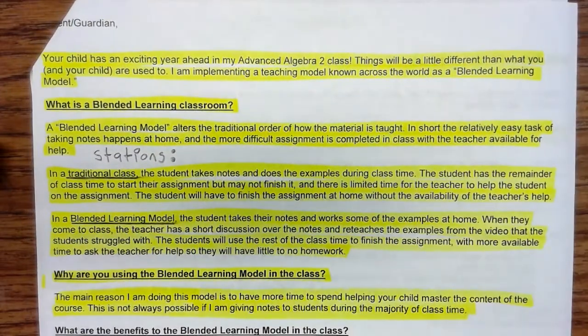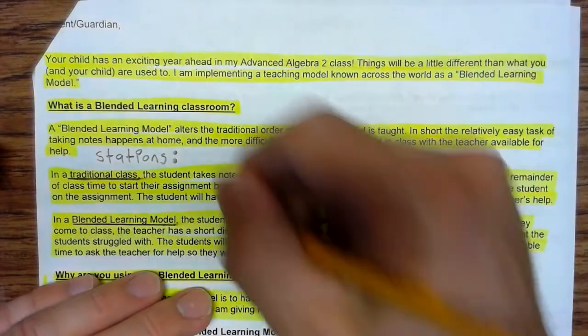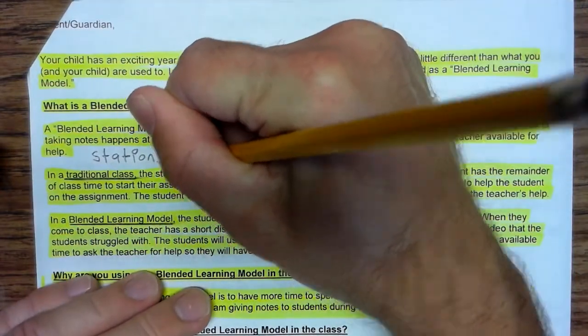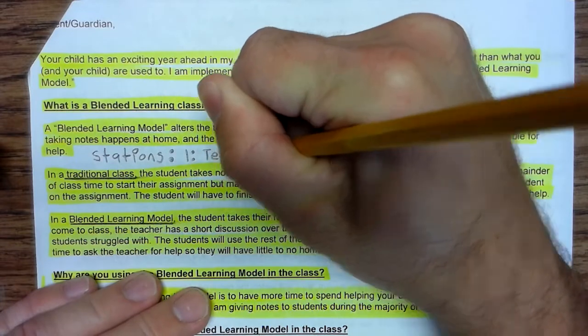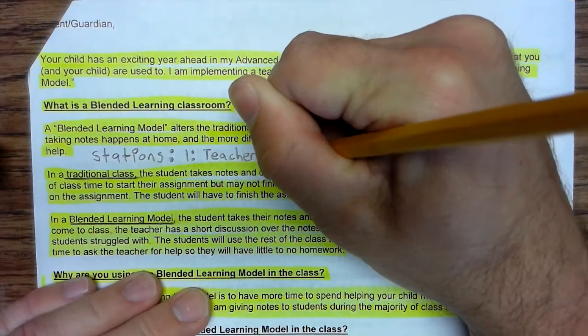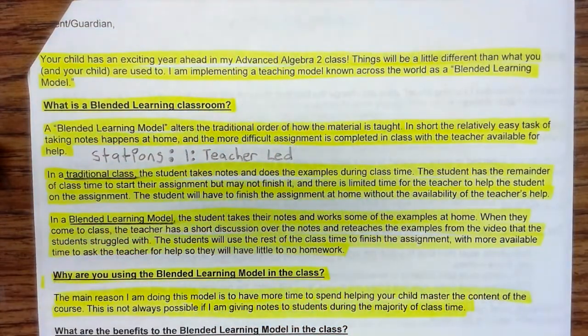Now, the 3 stations I'm going to have in the classroom are 1, teacher led, so that station is meant for students that have watched the video or weren't able to watch the video and are going to get a traditional learning of the material. That means I'm going to go over the notes for the majority of the class, and then we'll have a short amount of time to work on the assignment, and then they'll have to finish the assignment for homework.